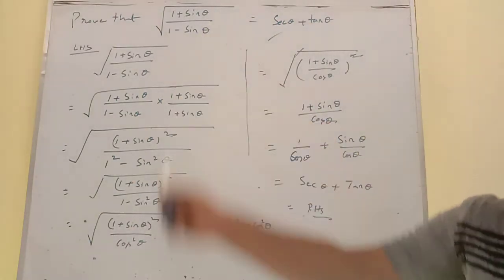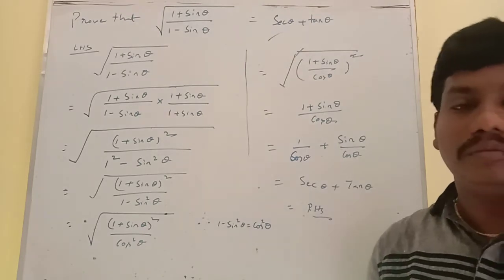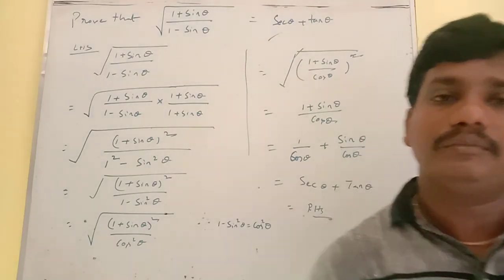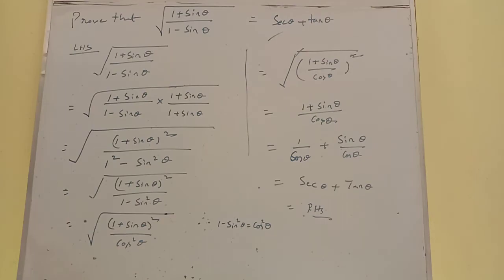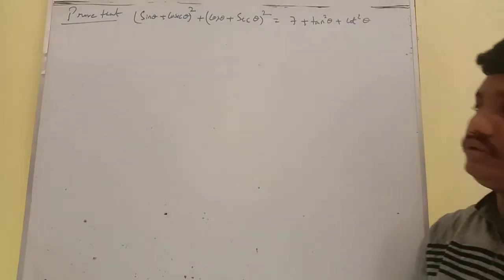In this method we are going to use the first trigonometric identity. So next problem. Now we are going to solve this question.